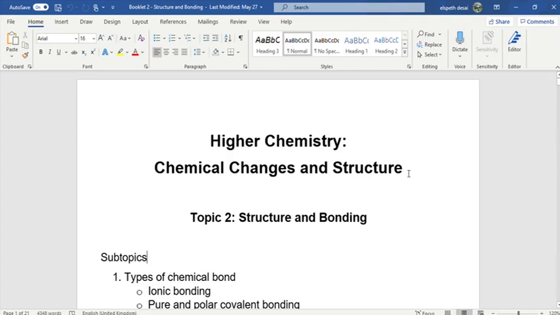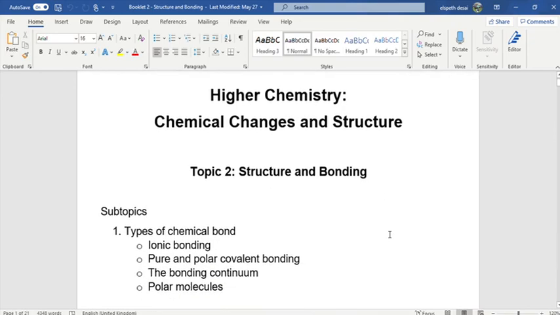So our second topic in higher chemistry, in the Chemical Changes and Structures unit, is topic 2 and it's called structure and bonding. Now I've broken this topic down into quite a few little subtopics, but each subtopic on its own isn't really a terribly big thing. So this week and towards the beginning of next week, we're going to cover section 1, which is all about types of chemical bond.